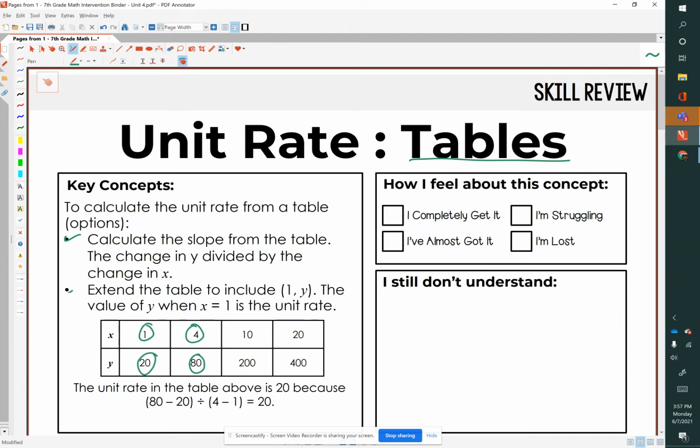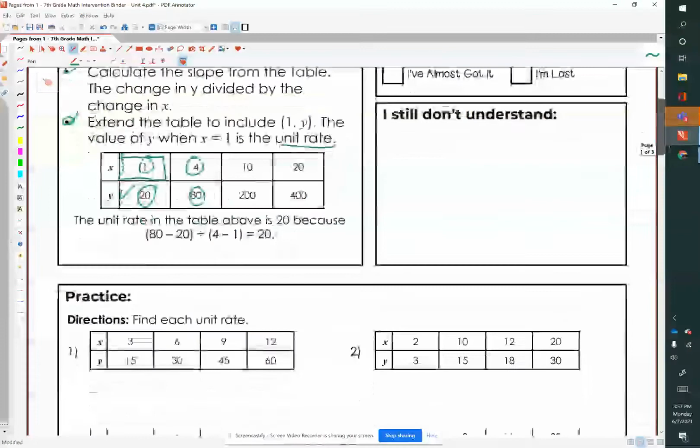We can also then extend the table to include unit 1, like we've had here, 1 unit, and then fill in the y value. So when the value of y equals something when x equals 1, that is when you have the unit rate. So let's see how this works.